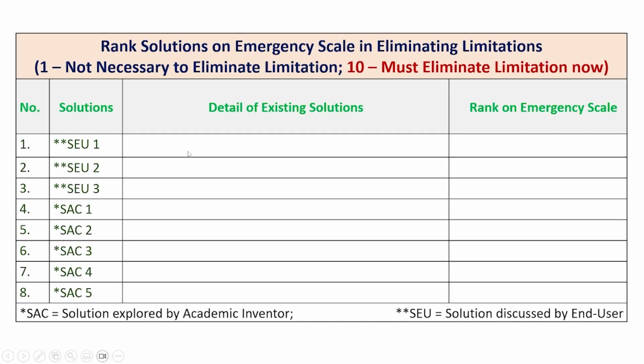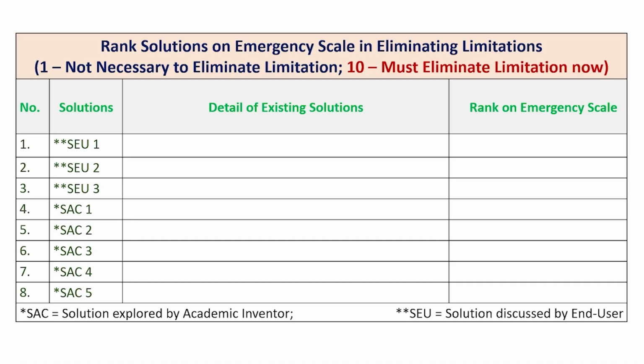Now you can again see in this next section there are the same solutions, starting from SEU1 and ending at SAC5. The same detail would come up in the rows of this table, and this time we will be asking our end user to rank all these solutions on the emergency scale. There may be certain solutions which do have limitations, but those limitations need not be eliminated immediately. But there may be certain solutions which need elimination immediately.